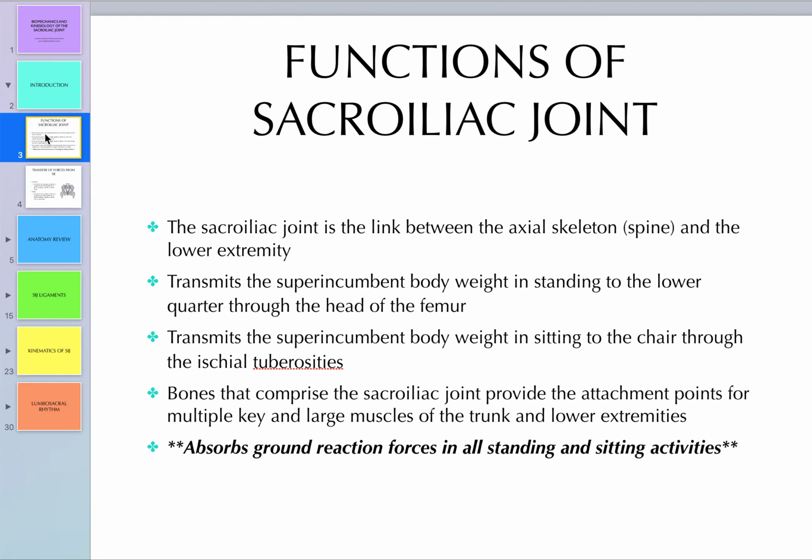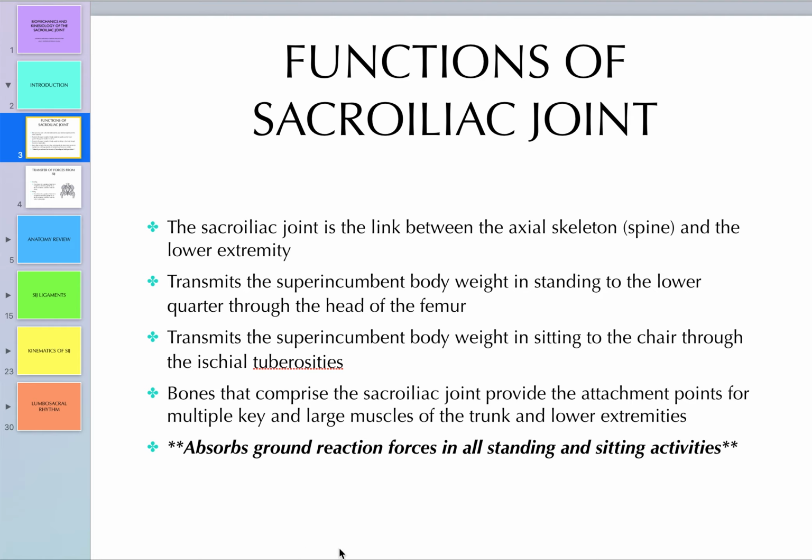The bones that comprise the sacroiliac joint provide an attachment site for multiple key and large muscles of the trunk and lower extremities. And one of the main functions of the sacroiliac joint is to absorb the ground reaction forces in standing and sitting activity. So, remember, as we spoke about in one of the first classes, for every action there is an equal and opposite reaction. So once again, we keep hearing about the ground reaction forces.